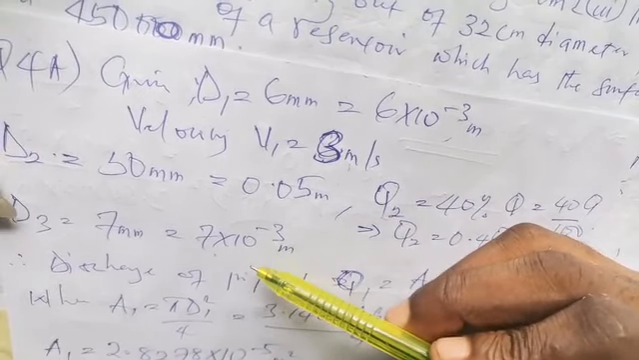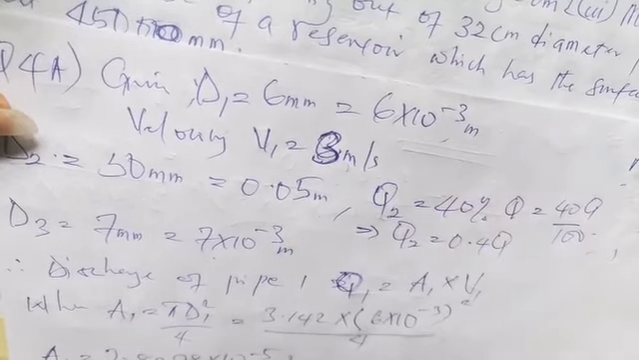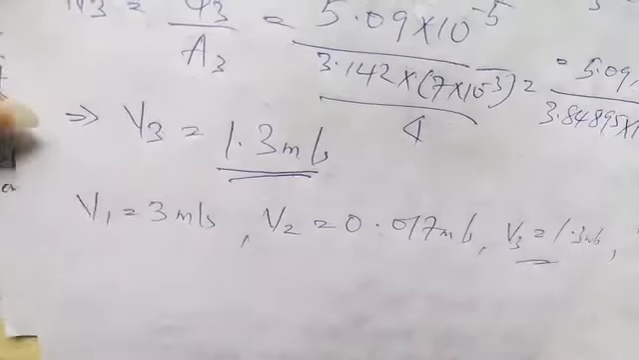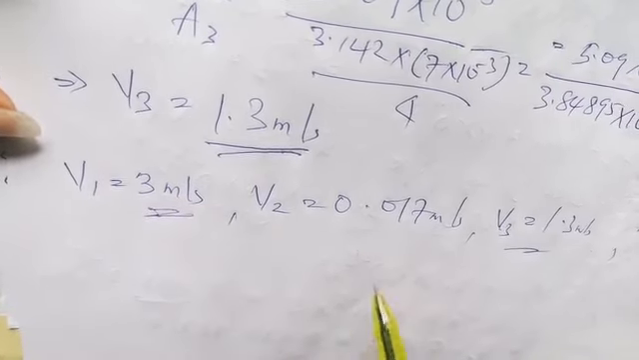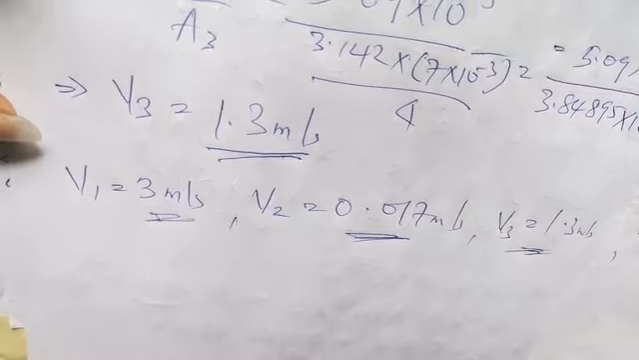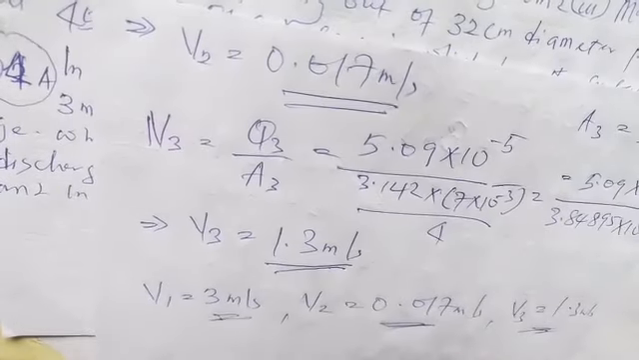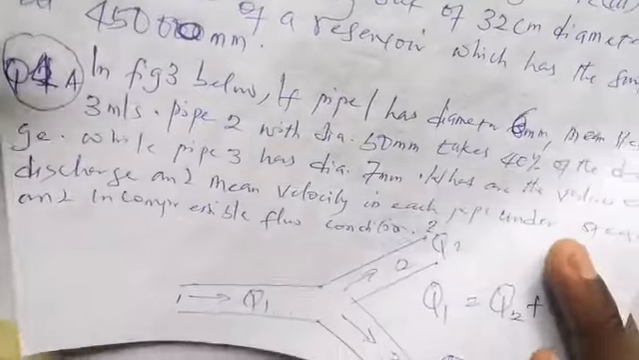Pipe 3 diameter is smaller than that of pipe 2, which is why pipe 2 is having the least velocity compared to the other two diameters. So as can be seen here, V1 is 3, V2 remains 0.017, and V3 remains 1.3. So that is it for the second part of that section. Okay, so that's question 4a, which is the second part of section 2.